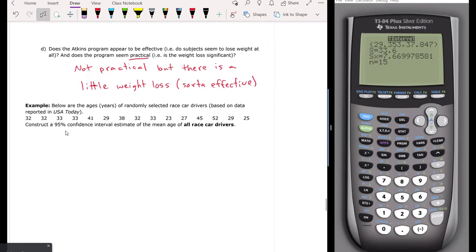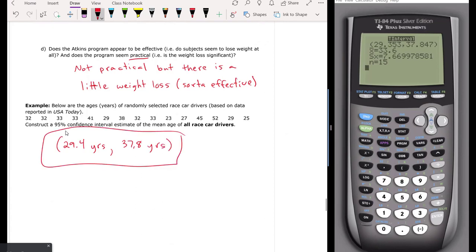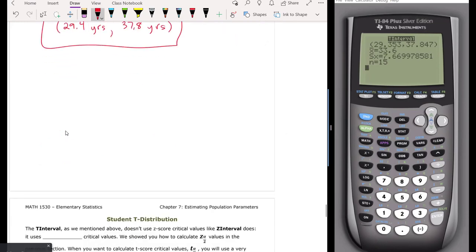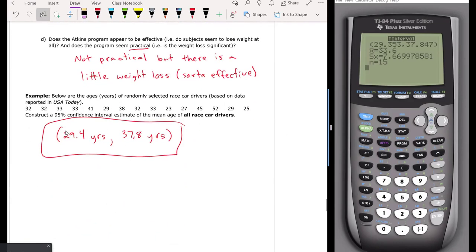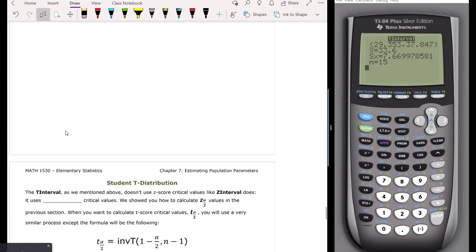Okay, on this right here, it looks like we get a range of 29.4. This is ages, so we'll say years old, to 37.8 years. And that would be your confidence interval for those race car drivers. So that's what you want to use right there, something like that. And that is basically how you do the introduction, at least, to confidence intervals with the mean. Then we'll go over this next part in a different video.